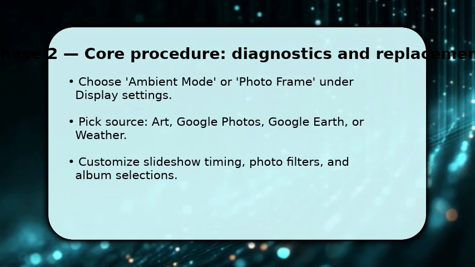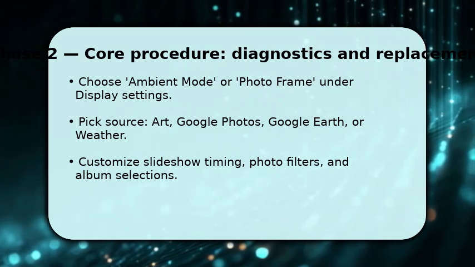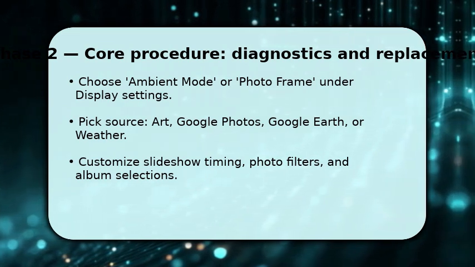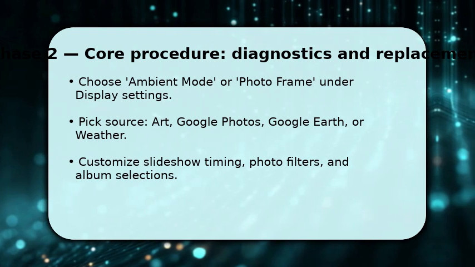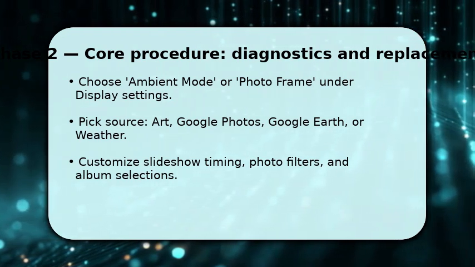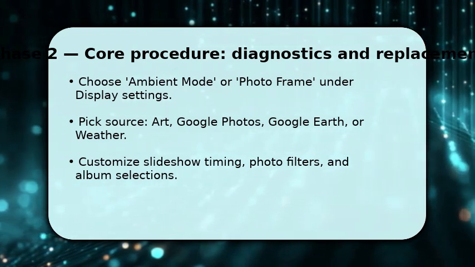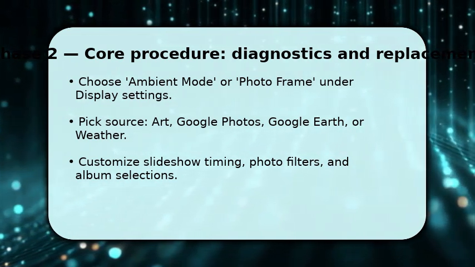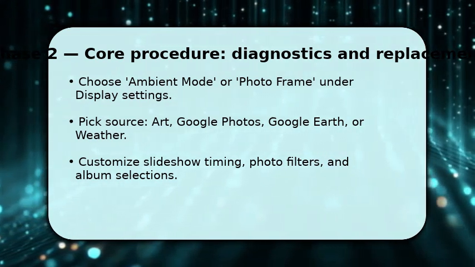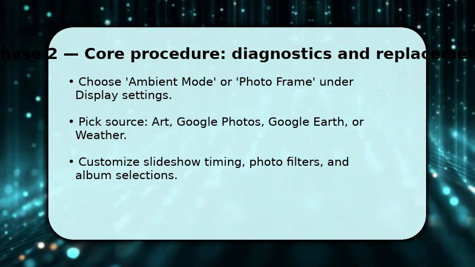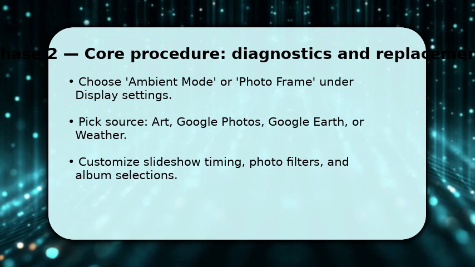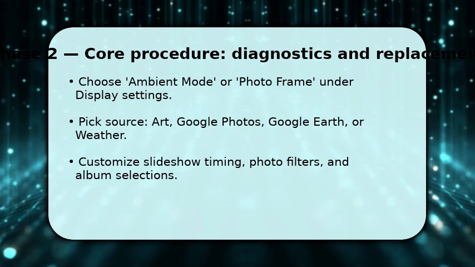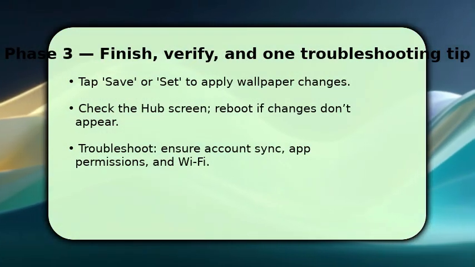Now you choose the ambient display type and sources. Tap ambient mode or photo frame under display settings, and you'll see options like Google Photos, Art Gallery, or Google Earth. Select Google Photos to use personal albums, then pick an album or create one in your Photos app for specific images. Make sure to adjust slideshow timing and filters. These settings control how long each image shows and whether faces or image corrections are applied, so your background looks intentional and polished.